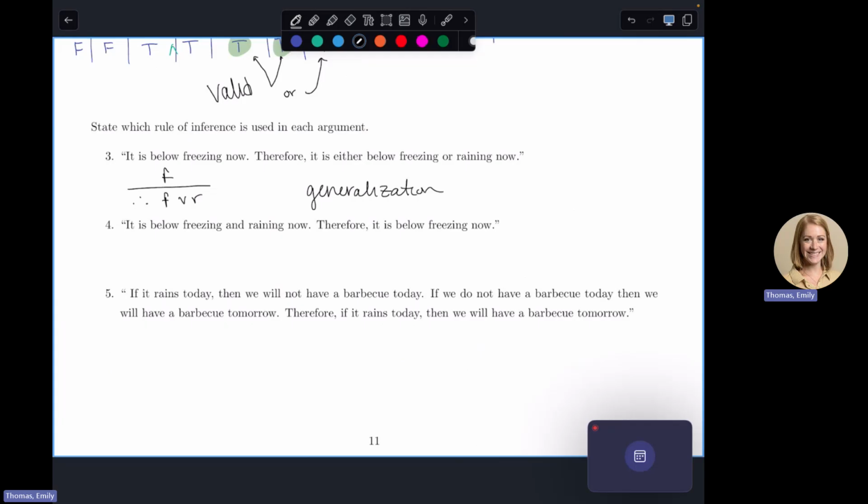Good. It is below freezing and raining now. Therefore, it is below freezing now. Specialization.